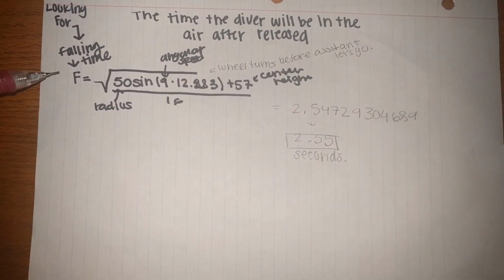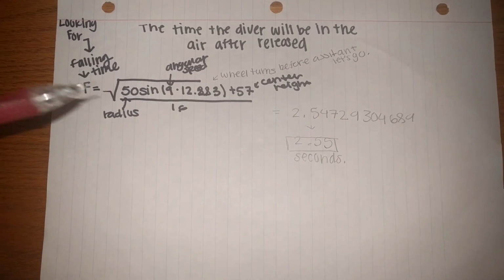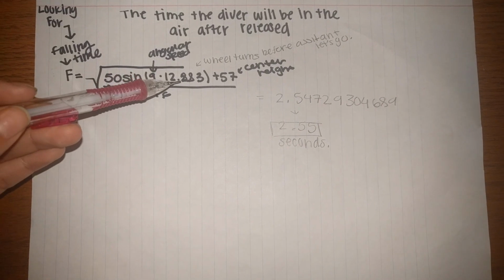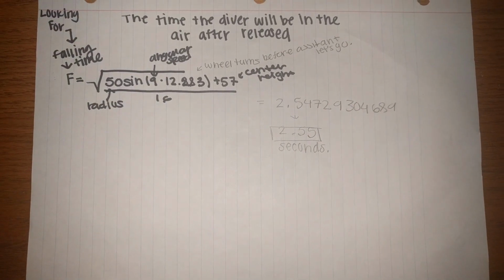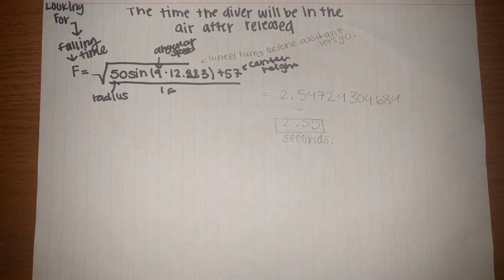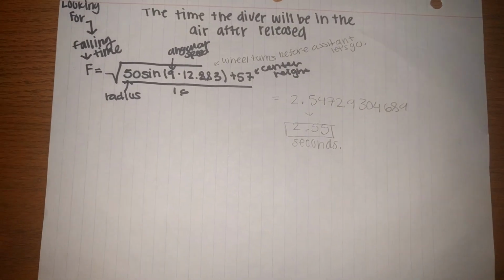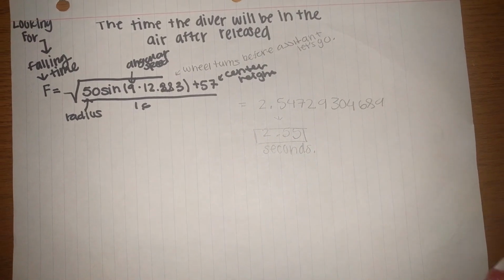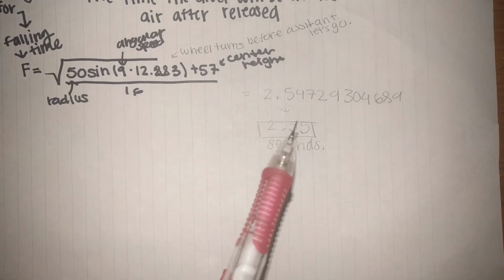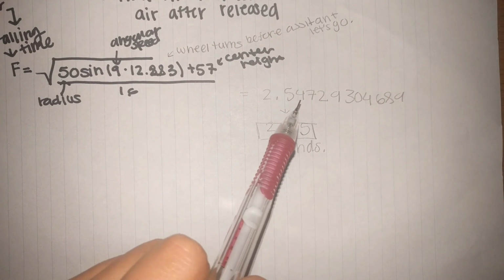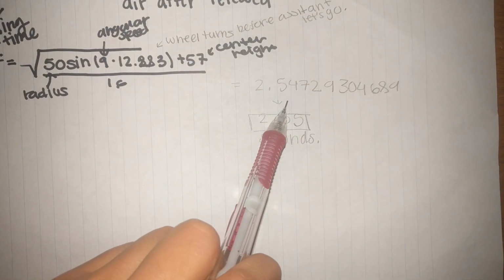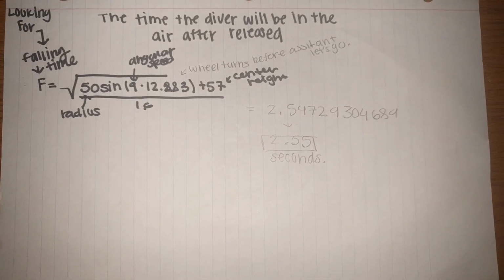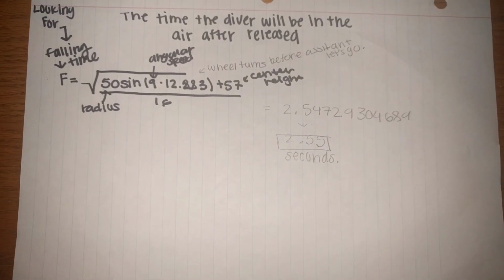We plug in our radius, which is 50, the angular speed, which is 9, the 12.283 seconds the wheel turns before the assistant lets go, which is very important, and the center height, of course. When you plug this into a calculator, you'll get this long number, 2.54729304689. Then you round, and the 7 makes it go up a number, giving us 2.55 seconds, the time the diver will be in the air after being released.